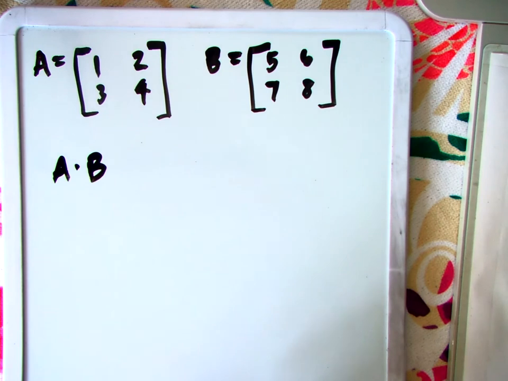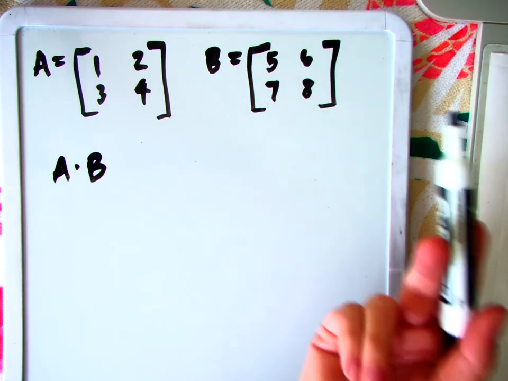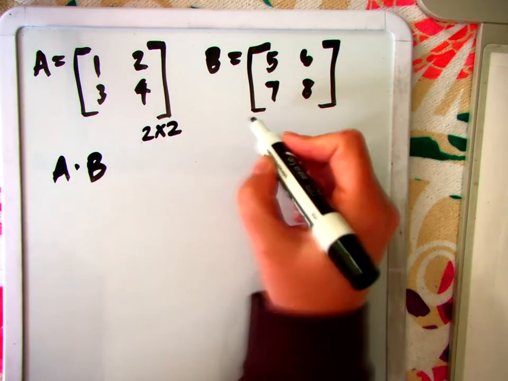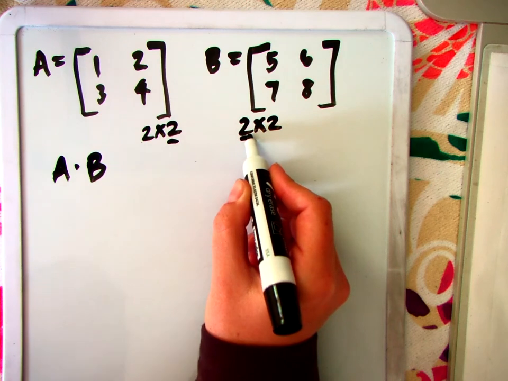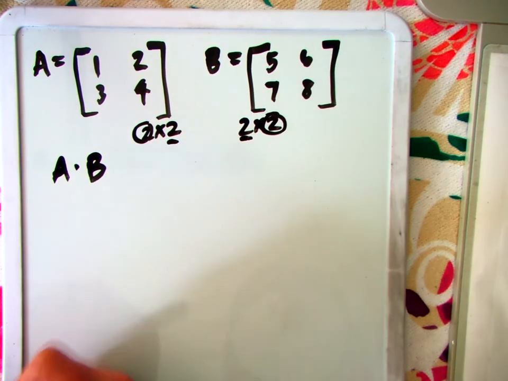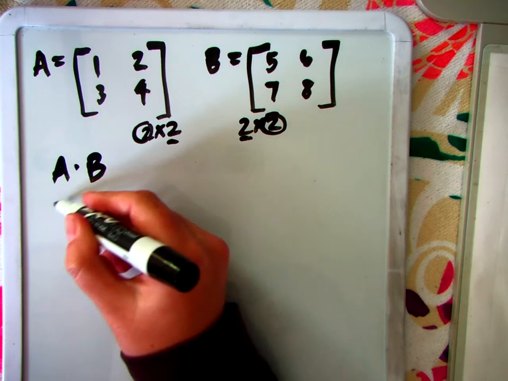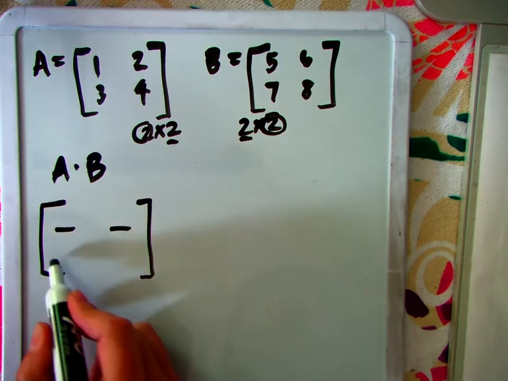So thinking about, are we allowed to do it? 2 by 2, 2 by 2. So yes, we are allowed because this is a 2 by 2, this is a 2 by 2. These numbers match. Multiplication is allowed. These give me the dimensions of my answer. That's what I want to talk about right now, the dimensions of our answer. So the product is going to be a 2 by 2 matrix.